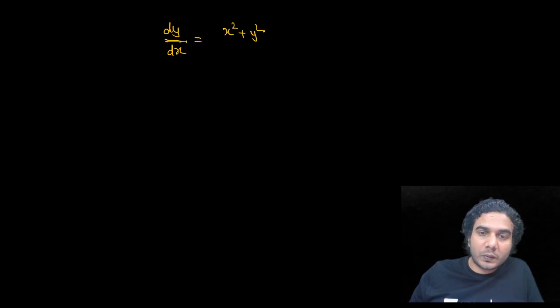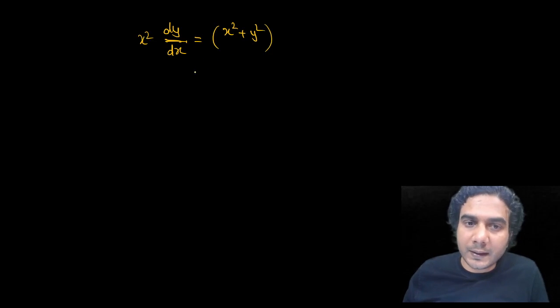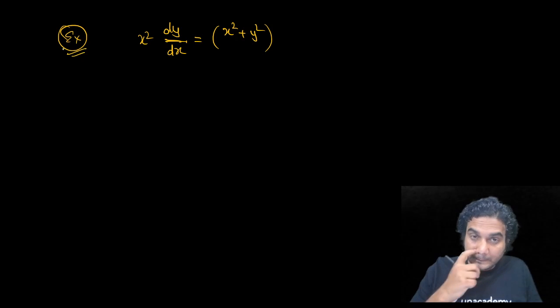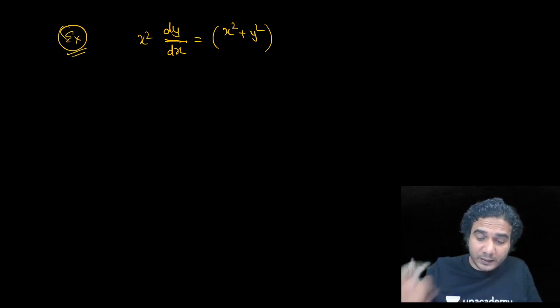Now let me give you one example. If you have dy by dx is equal to, say, x square plus y square upon, say, x square. You can see this is a homogeneous equation of second degree. Solve it by putting y upon x is equal to t.